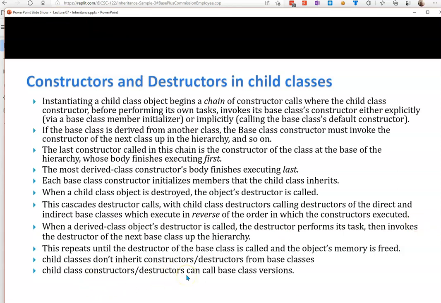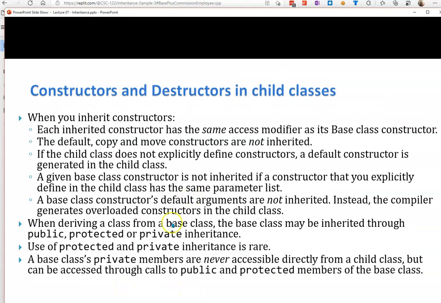Child classes don't inherit constructors or destructors from base classes. Child class constructors can call base class versions. When you inherit constructors, each inherited constructor has the same access modifier as its base class constructor. The default copy and move constructors are not inherited. If the child class does not explicitly define constructors, a default constructor is created for the child class. A given base class constructor is not inherited if a constructor that you explicitly define in the child class has the same parameter list. You can't have collisions with parameter lists. Default arguments are not inherited. Instead, the compiler generates overloaded constructors, so you're not going to get what you think you're going to get there.